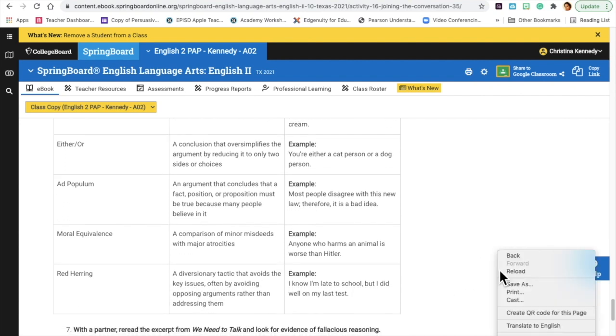Ad populum, this is the popular people, right? So most people disagree with this new law, therefore it's a bad idea. Just because it's popular or unpopular does not mean it is good or bad, right? Just because a lot of people believe in it doesn't mean it's good or bad. So you're making that conclusion based on that.